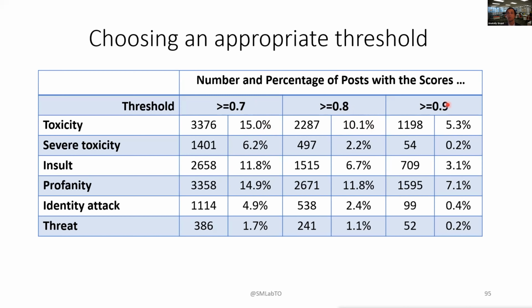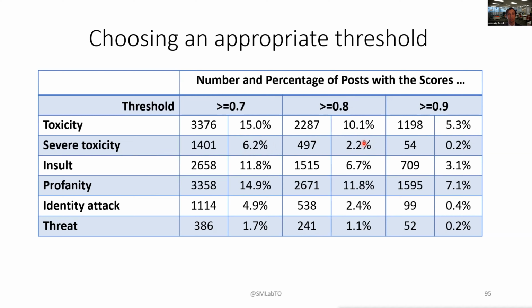And even so, if we go with 0.9 threshold, only 5% will be considered as toxic. And you can see a similar effect happens for other metrics, like severe toxicity: with threshold 0.7 and above, it's 6% of messages classified as such, and only 2% with threshold 0.8. So there is no right or wrong answer.